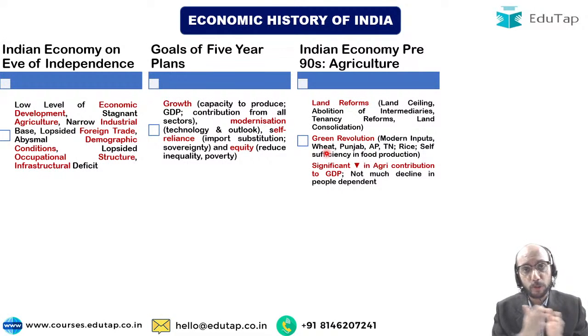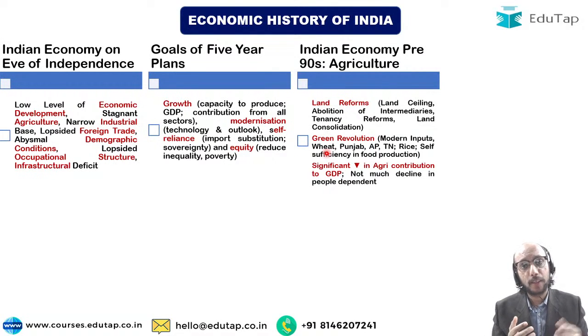Right from 1950s to 1990s, what we will see is that agriculture's contribution to GDP will decline, but the number of people dependent on agriculture for employment will not decline as much. So as a result, the present problem that we are facing is that agriculture as a sector may be contributing only 15% of, let us say, India's GDP, right? But population dependent on agriculture is still more than 50%. That is a very big problem today.